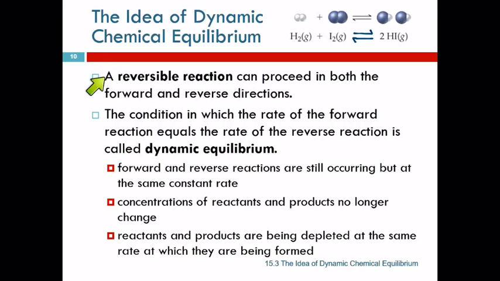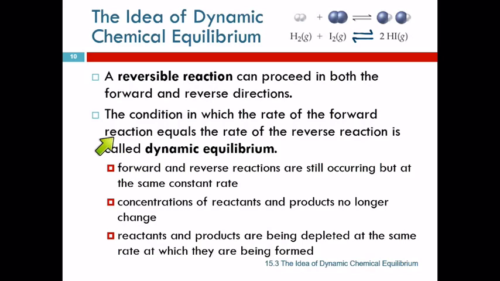A reversible reaction can proceed in both the forward and the reverse directions. So we can have hydrogen reacting with iodine to form hydrogen iodide, but we could also have two hydrogen iodide molecules bumping into each other with enough energy and coming apart back into hydrogen and iodine. Not all chemical reactions are reversible, but many of them are. It can go in both directions.